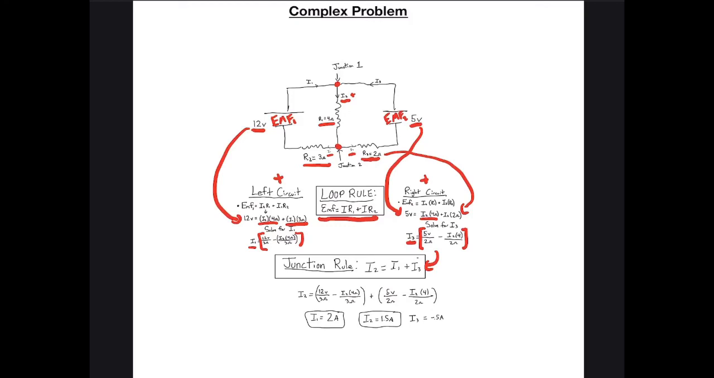We take the I1 value and plug it in there, and the I3 value and plug it in here, and our I2 is equal to about 1.5 amps. As we continue to solve for each of these individually, we can see that I1 is equal to 2 amps, and I3 is equal to negative 0.5 amps.